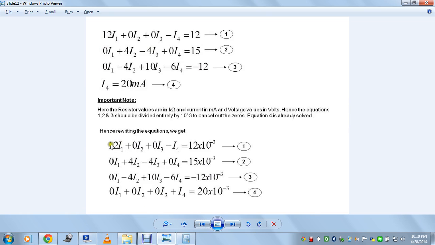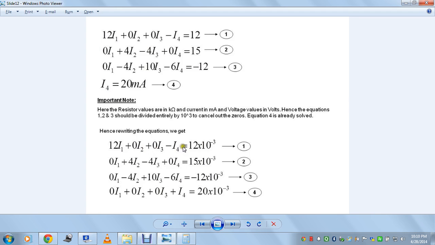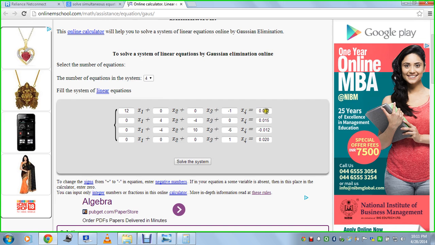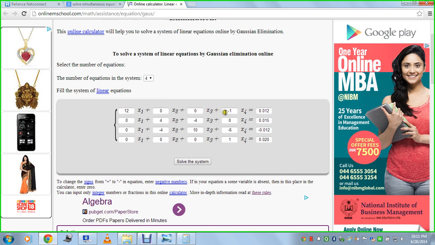You see here I have assigned all the coefficients. You have to take these coefficients and feed them into these boxes, where x1, x2, x3 and x4 are nothing but i1, i2, i3 and i4, and this is the constant value which I have mentioned here. Say for example, this 12 into 10 to the power minus 3 I have mentioned here as 0.012, and for the rest of the equation I have mentioned the coefficients of the variables as here. Say for example 12, 0, 0 and minus 1. Here it is 12, 0, 0 and minus 1.